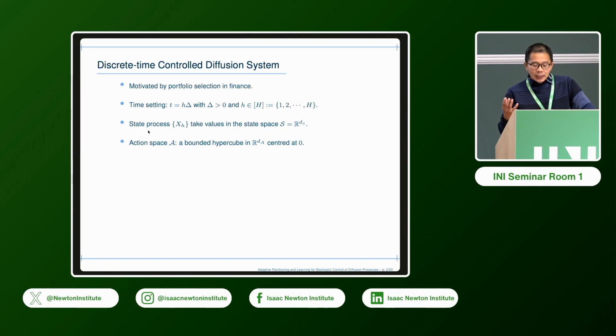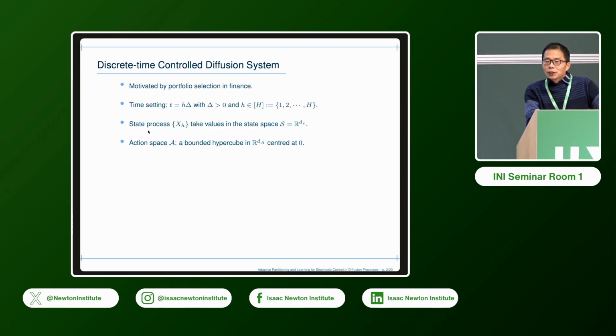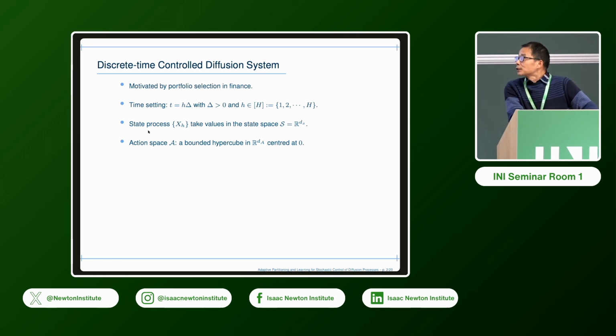Typically, in our applications, the action space should be unbounded, or maybe multi-dimensional real space. But we didn't start to study that case, so we focus on a problem with bounded action space, but continuous.